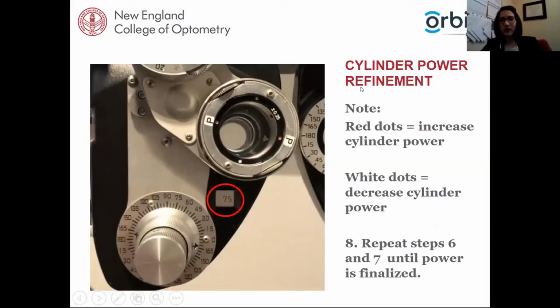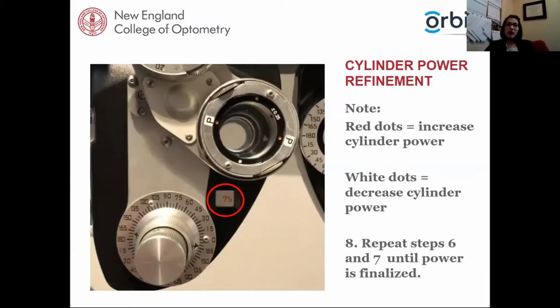And here again is a little reminder for power refinement: if they choose the red, you increase the power. If they choose the white, you decrease the power. And the same as when we were refining the axis, you do this until you finalize the power. So you would now say, okay, I showed them 3 or 4, now 1 or 2, and see what they choose. Your power will be finalized in a similar way that your axis is finalized.